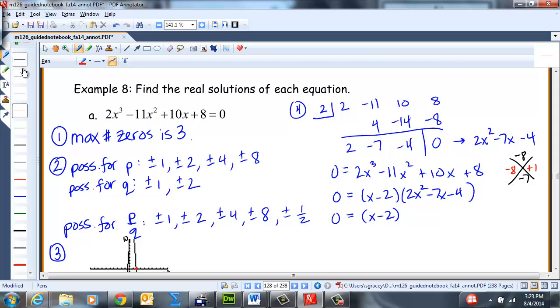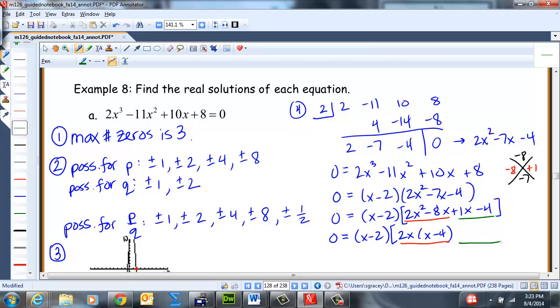So I'm going to factor by grouping. So we will have 2x squared minus 8x plus 1x minus 4. So 0 is x minus 2. And then factoring out a 2x from the first two terms, I'll have x minus 4. So this is like our red group. And then we'll have our green group coming up.